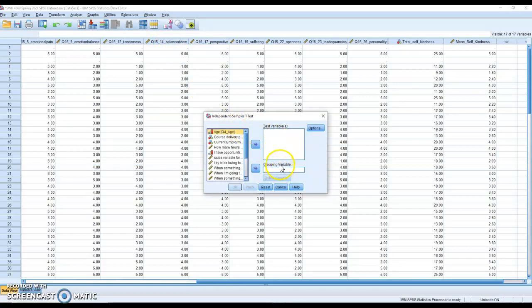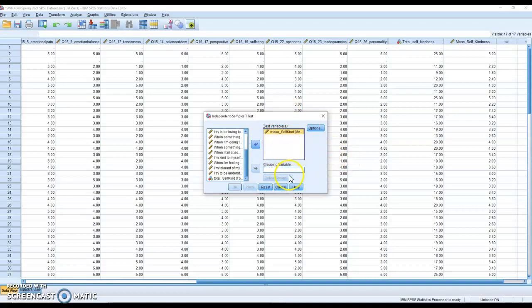But now it looks a little different than we're used to, because we are asked to give a test variable and a grouping variable. So hopefully you have gone through and created your mean variables, and you now have a mean of self-kindness. Because what we're looking at is, have people who've had more life experiences developed more self-kindness? So we could look at our total, or we could look at our mean. I think the mean is going to be more informative. So we pull that over here. We look at the mean self-kind score that we had to create.